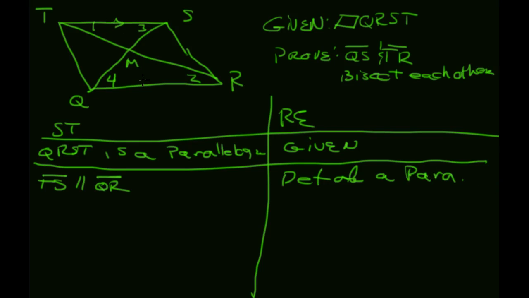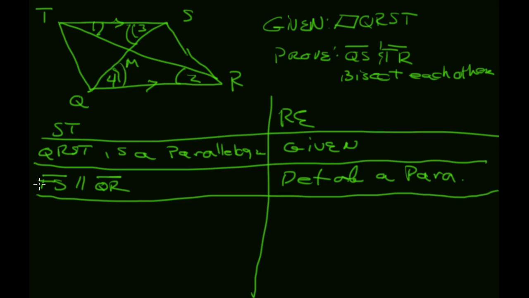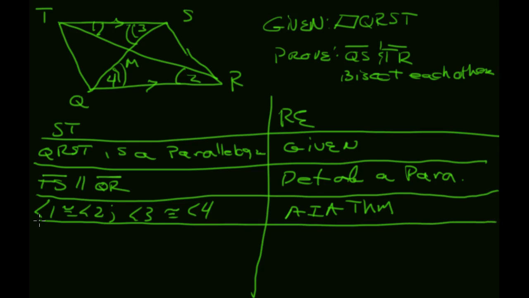So TS has to be parallel to QR. All right, so if these are parallel, that makes 1 and 2 alternate interior angles, makes 3 and 4 alternate interior angles, so 1 has to be congruent to 2, 3 has to be congruent to 4. It's by the alternate interior angles theorem. It's almost like we've played this game before.